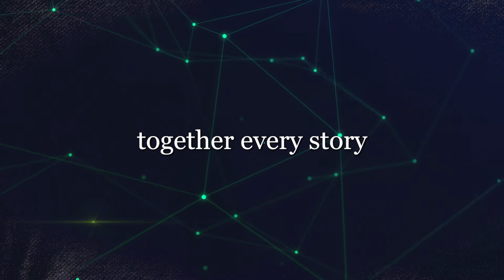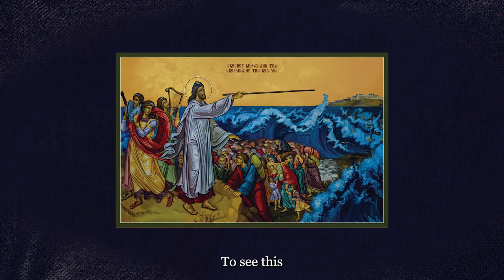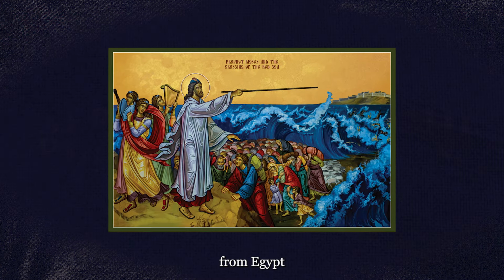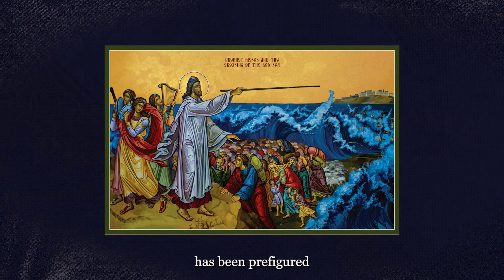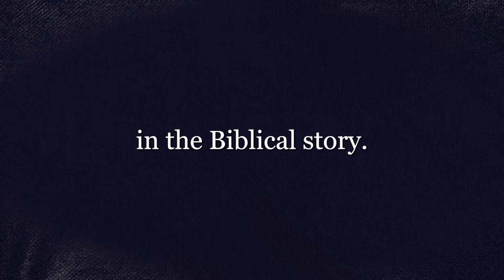Typology links together every story in the Bible with every other story. To see this, look at the pattern of the Exodus throughout the Bible. The Exodus of Israel from Egypt and their journey to Canaan has been prefigured several times before. Today, let's just look at two examples from early in the biblical story.